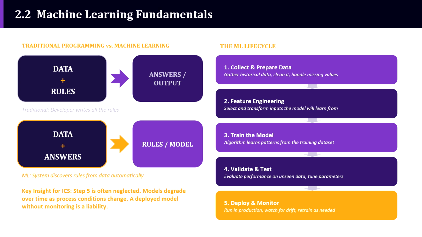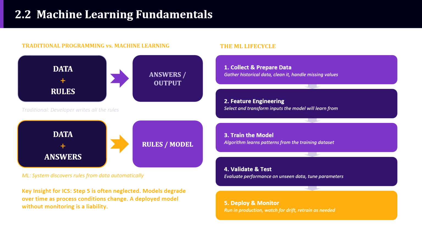Machine learning flips this around completely. You provide data and the correct answers, the outputs you want, and the machine learning algorithm produces the rules itself. Instead of a programmer deciding temperature over 450 is dangerous, you show the system thousands of historical examples, normal operations and fault conditions, and it learns the complex multivariate relationship between inputs and outcomes on its own. It might discover that temperature at 380 degrees, combined with specific vibration and flow patterns, is more predictive of failure than temperature alone at 450.